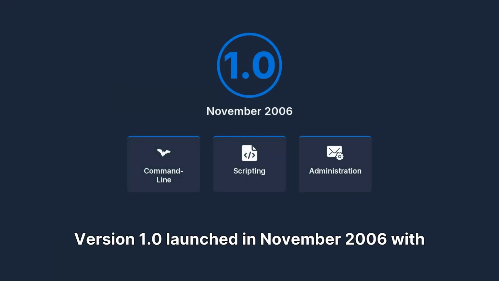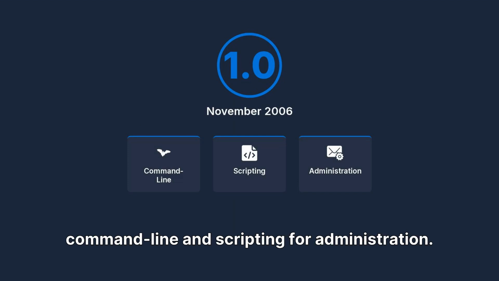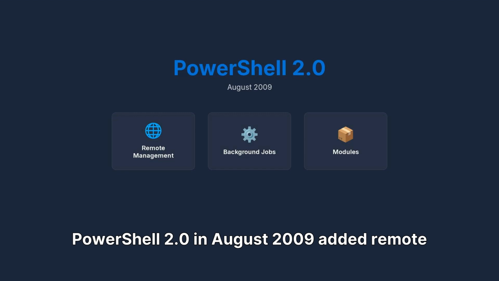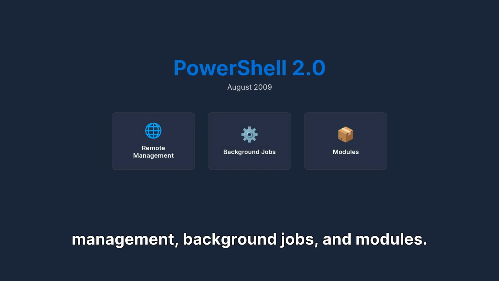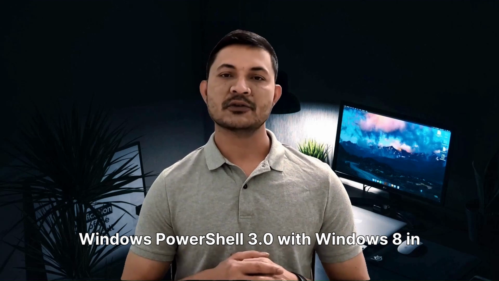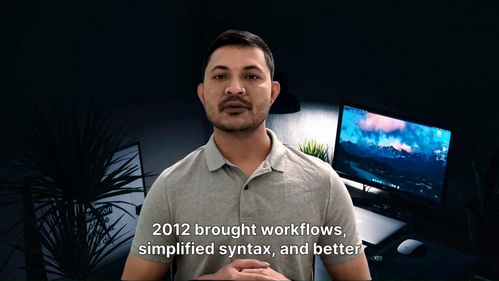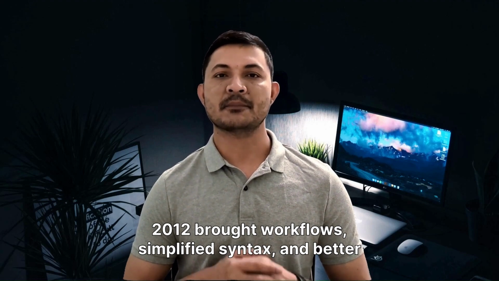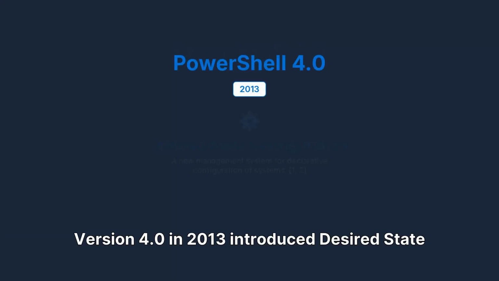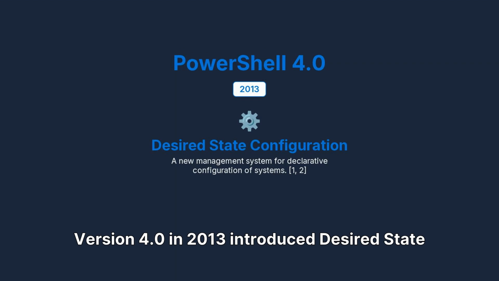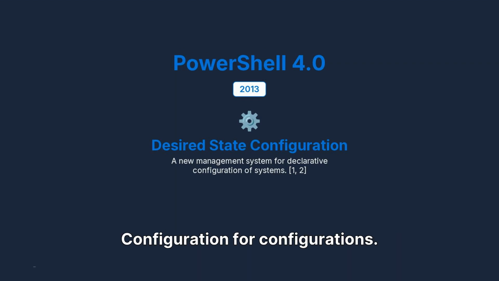Version 1.0 launched in November 2006 with command line and scripting for administration. PowerShell 2.0 in August 2009 added remote management, background jobs, and modules. Windows PowerShell 3.0 with Windows 8 in 2012 brought workflows, simplified syntax, and better remoting. Version 4.0 in 2013 introduced Desired State Configuration.